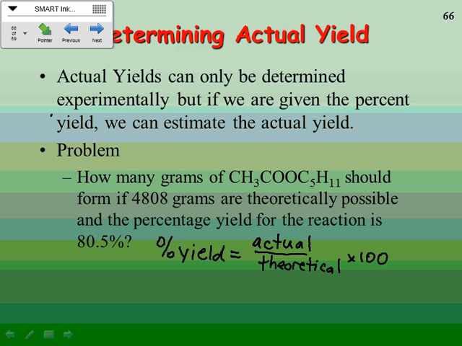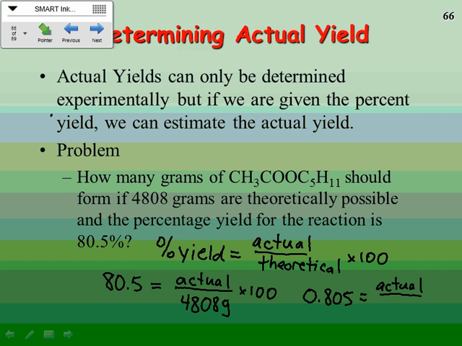So what is our percent yield here? 80.5, right? And that's equal to the actual over the theoretical. Now, what do we know here? Do we know the actual or the theoretical? Yeah, theoretically possible. That's kind of a big clue, right? So the actual divided by the theoretical, which is 4808, times 100. First thing I would do is just divide both sides by 100 to get rid of that weird times 100 on the end there. So then what you end up with is 0.805 is equal to your actual over 4808.